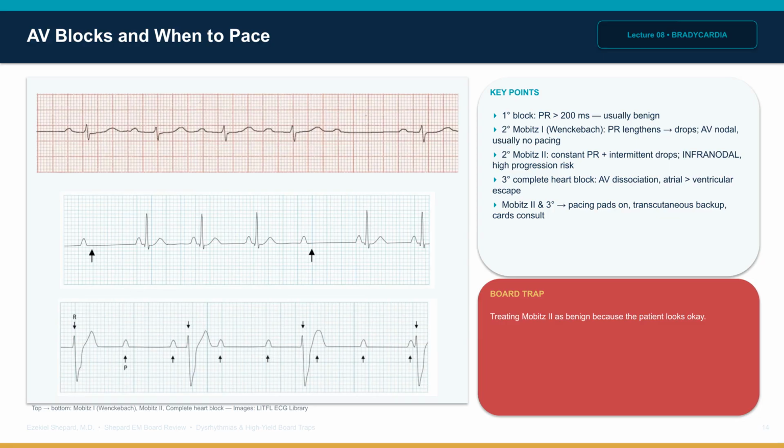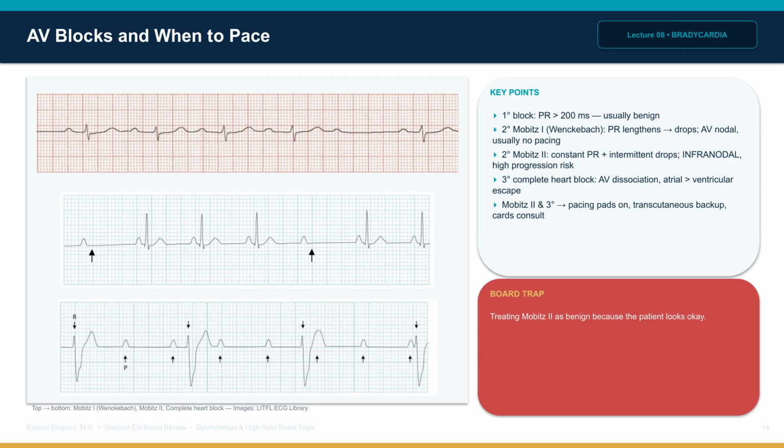First-degree block is a prolonged PR over 200 milliseconds, usually benign. Second-degree Mobitz type 1 shows progressive PR prolongation until a dropped beat, often AV nodal, and usually does not need pacing. Second-degree Mobitz type 2 has constant PR with intermittent dropped beats, infranodal location, and high risk of progression to complete block. Third-degree complete heart block has AV dissociation with the atrial rate faster than the ventricular escape rate.